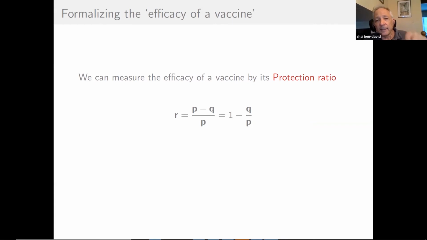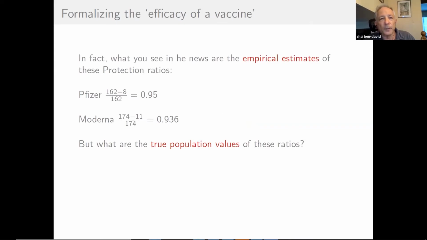So what I'm saying is that let's look at this protection ratio. Maybe this is something that we can do a better job with. So what is this protection ratio? This is what you see reported in the news. When they tell you that the efficacy of Pfizer is 95% or Moderna is 94%, this is actually where they got the numbers. These are the empirical estimates.